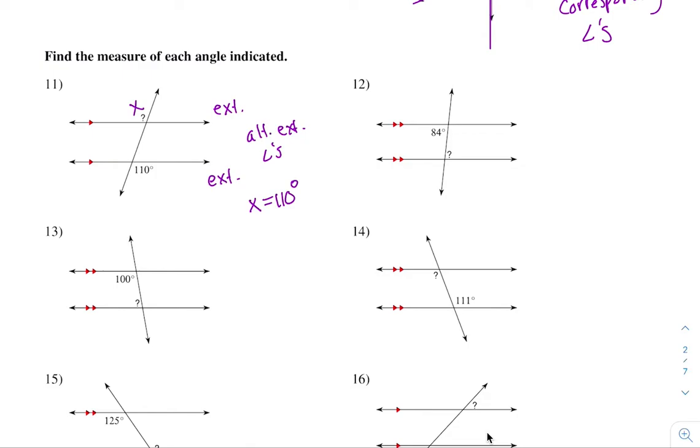Okay, let's take a look at 12. Okay, we got interior angles. So there's only 2. Now, these are not on the same side of that transversal, right? Here's a transversal. This is not on the same side as that. So as a result, we have alternate interior angles. And based off the definition in your notes, alternate interior angles are congruent. So if this is x, then that means x is going to have to equal 84 degrees.